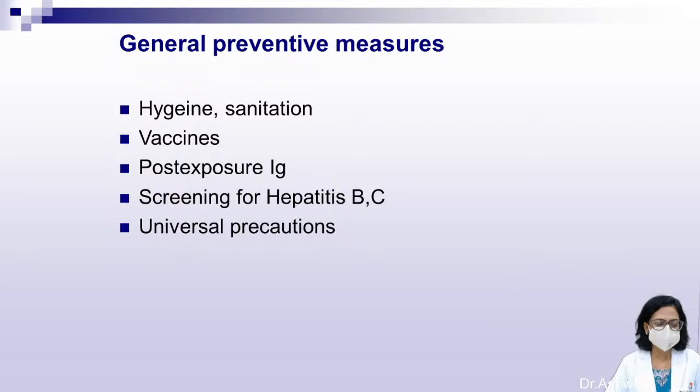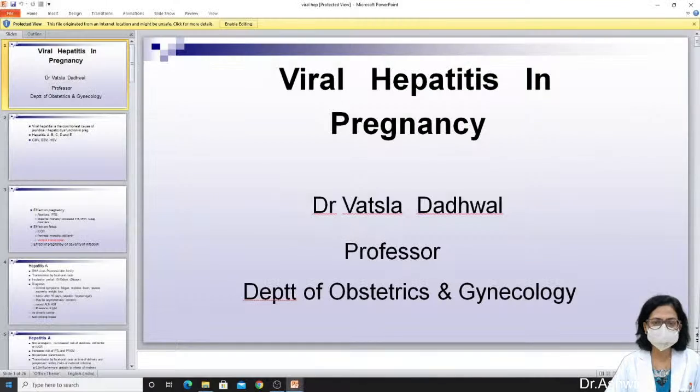Again, general preventive measures are important to prevent all these viral infections, like hygiene, sanitation, vaccination, post-exposure immunoglobulins, screening for hepatitis B and C in pregnancy for all pregnant women, and universal precautions are important. So with that, we conclude the talk on viral hepatitis in pregnancy.